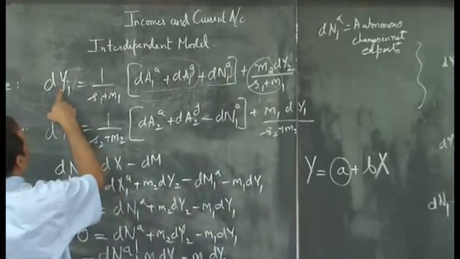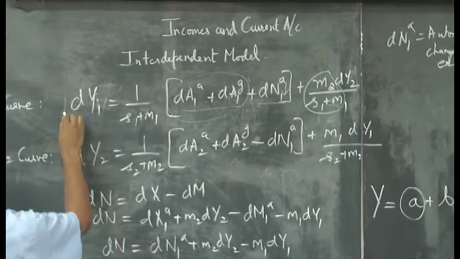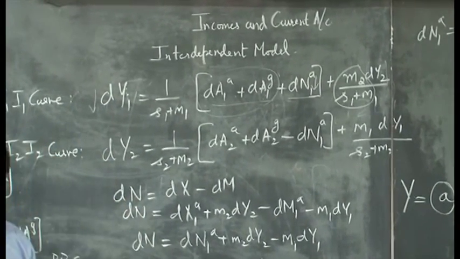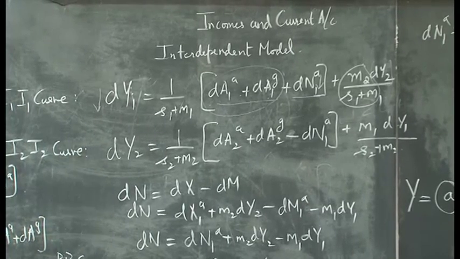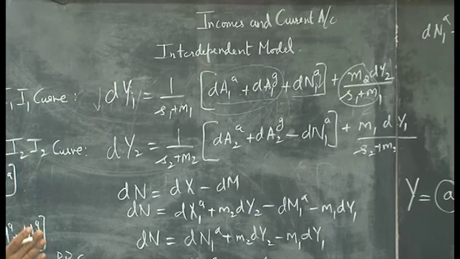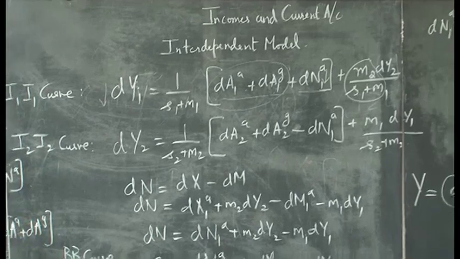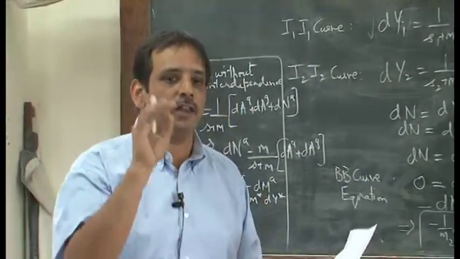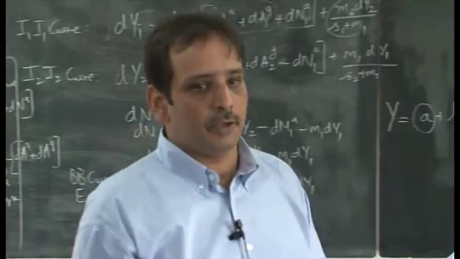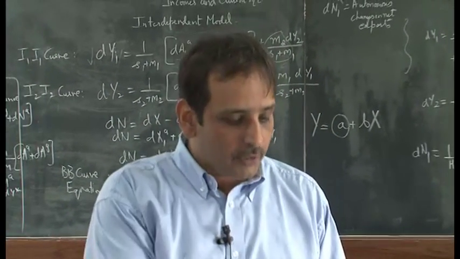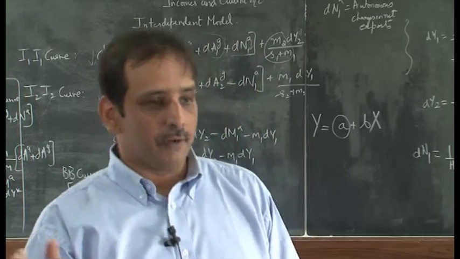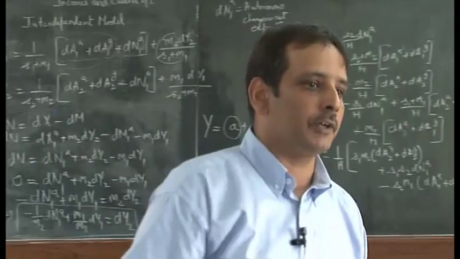So what do you think will happen to the incomes here? It goes down. When the incomes go down, given that the Japanese incomes remain the same, you would see a leftward shift of the I1 curve, and that's what happens. The I1 curve shifts leftwards.